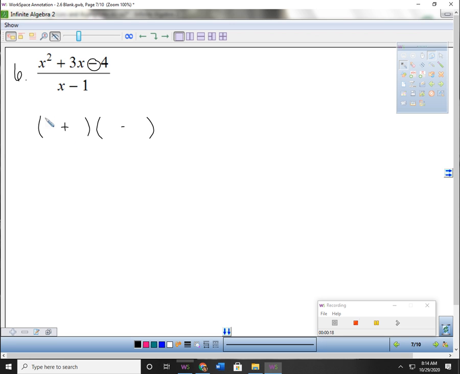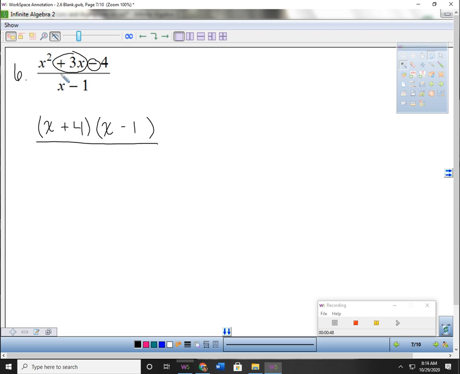And then to get my x squared, I have x times x. And then I'm looking for two numbers that are going to multiply to make 4 that will also subtract to make 3, which would be 4 and 1, right? 4 times 1 is 4, 4 minus 1 is 3. And since my signs are different, I want this middle number to be a positive 3, so I'm going to put the 4 with the plus and the 1 with the minus.